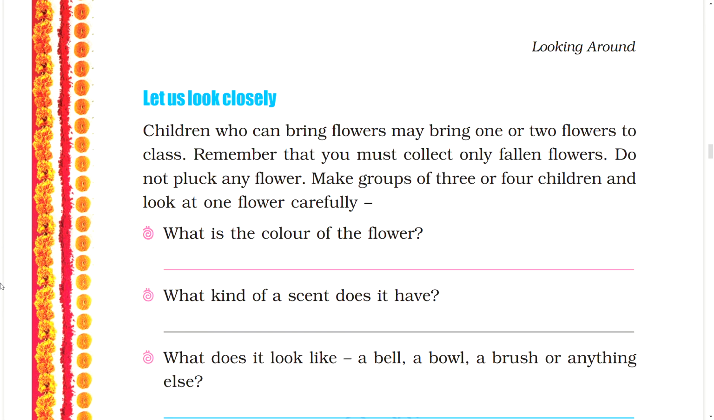Let us look closely. Children who can bring flowers may bring one or two flowers to class. Remember that you must collect only fallen flowers. Do not pluck any flower. Make groups of 3 or 4 children and look at one flower carefully. What is the color of the flower? What kind of a scent does it have? What does it look like? A bell, a bowl, a brush, or anything else?